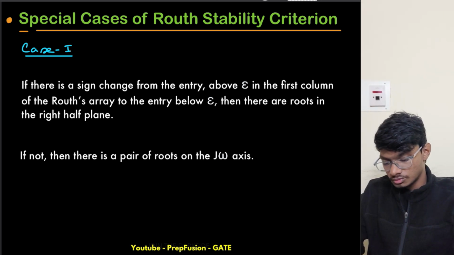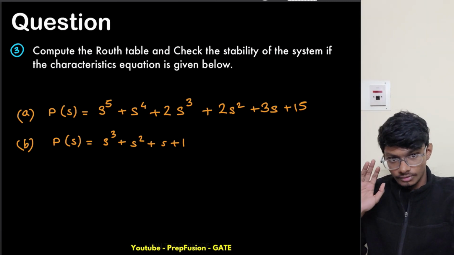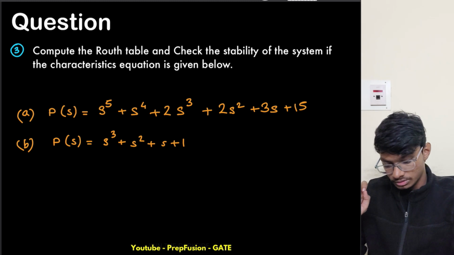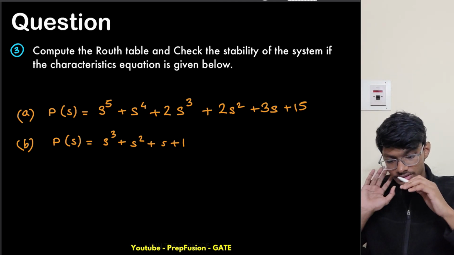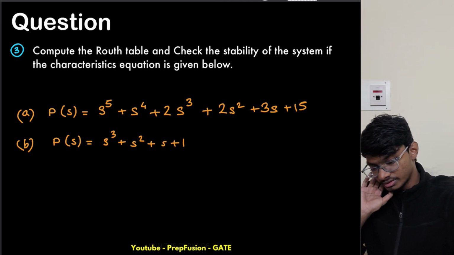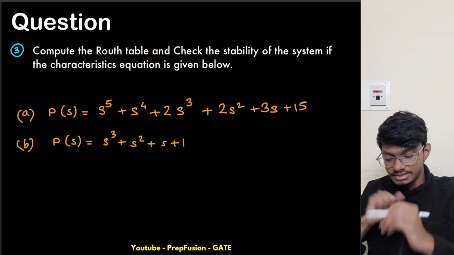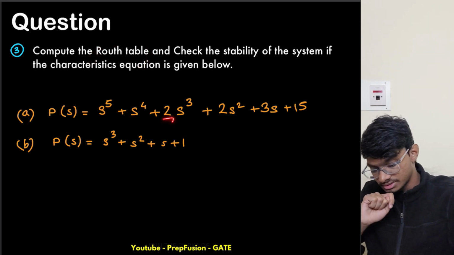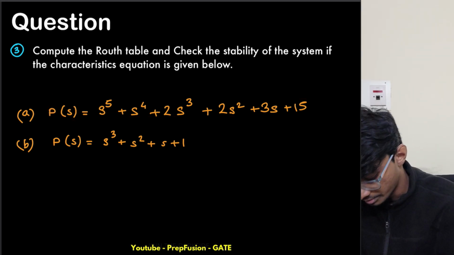So this is the question. We have to compute the Routh table and check the stability of the system if the characteristic equation is given below. We have been given two characteristic equations. We have to compute the Routh table and check the stability of the system. So let's first check this one. We'll copy this one.